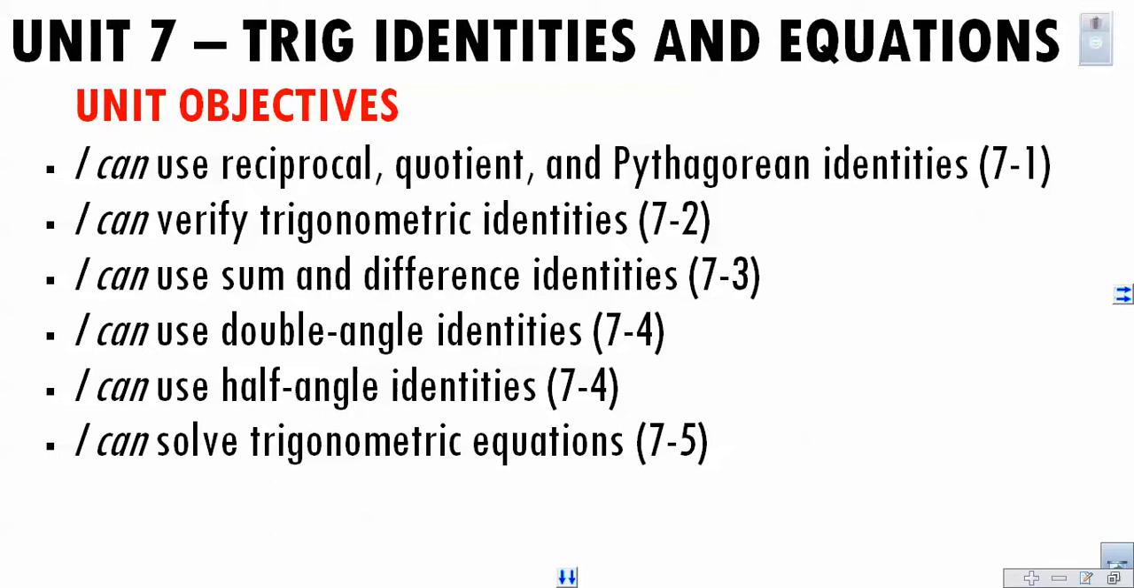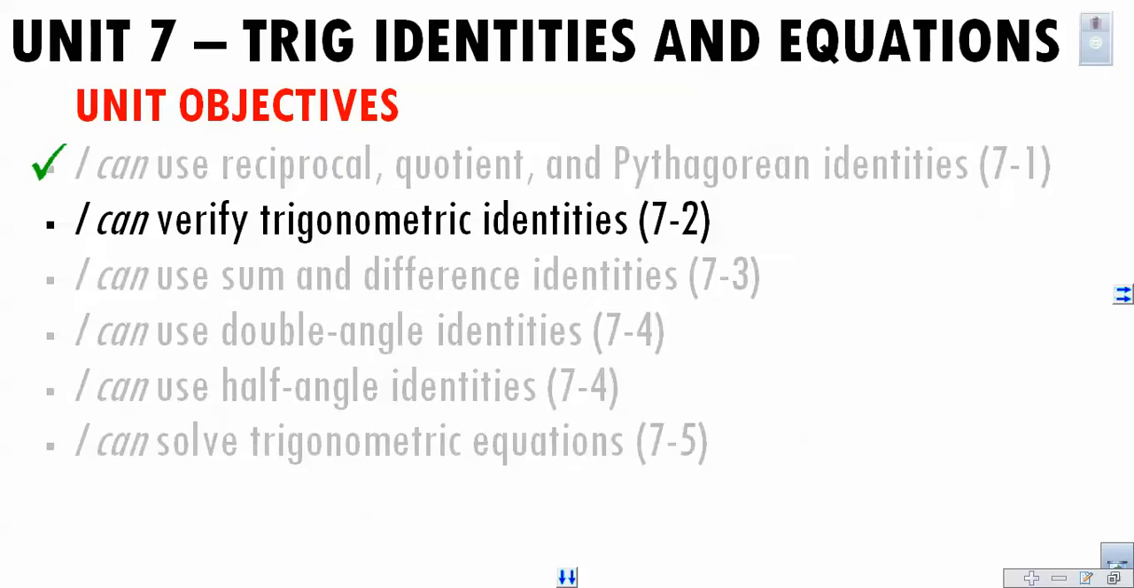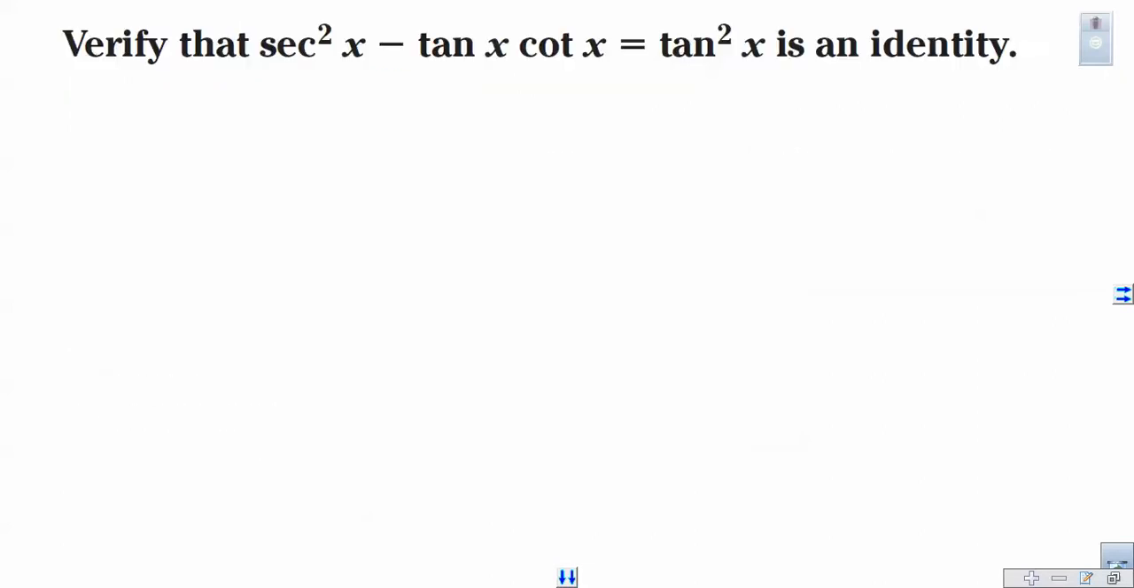Let's look at 7.2. 7.2, we're verifying trigonometric identities. For example, something like this, verifying that secant squared of x minus tangent of x times cotangent of x is equal to tangent squared. Here's the deal with verifying trig identities.